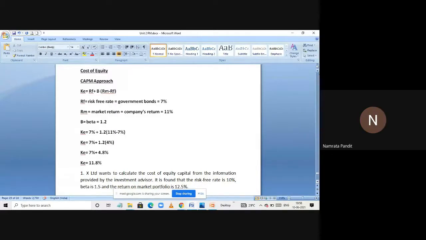Ma'am, I understood this beta part, but I did not understand how a risk is considered for a company in general. For that, the company compares its returns, whatever earnings, with the market earnings, and they find the variance. Through that variance, they find the standard deviation. There's a formula to calculate beta for companies. So they use that formula and calculate the beta value. That is the risk that they are handling.